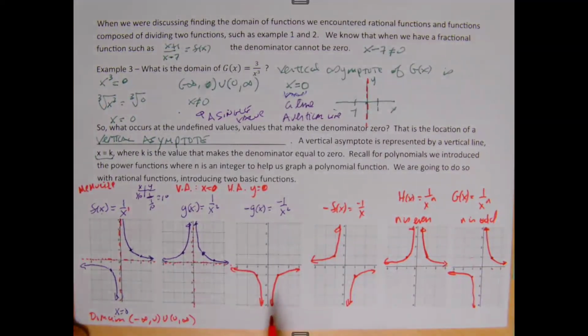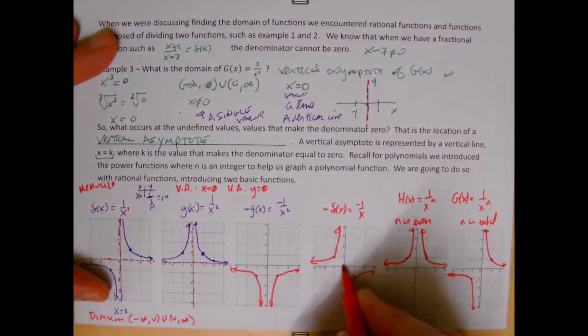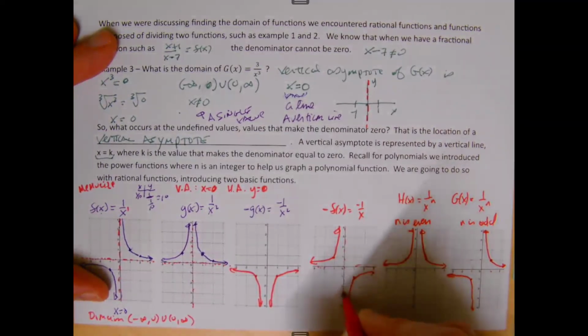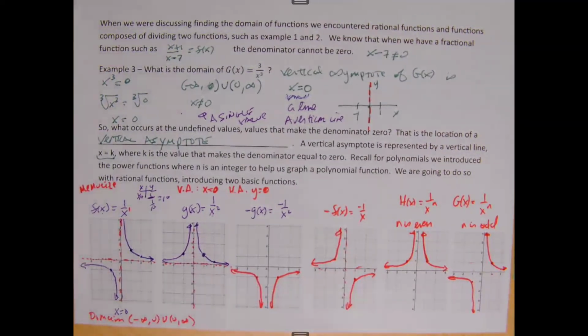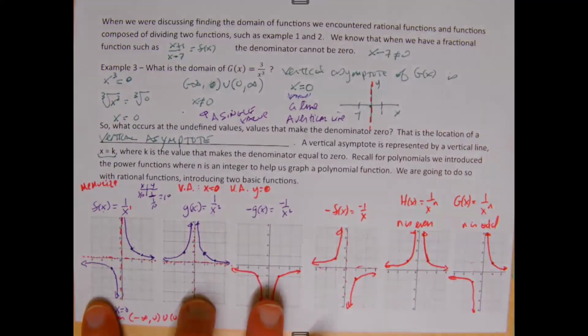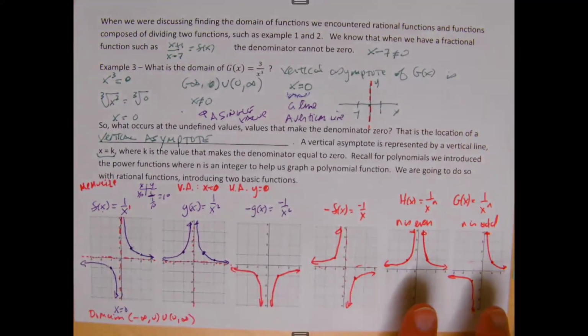The domain, notice for all of them, is negative infinity to 0, union 0 to infinity. And the vertical asymptotes and the horizontal asymptotes are the same for both, no matter what power we have. But these are the two basic looks, regardless of the power, really.